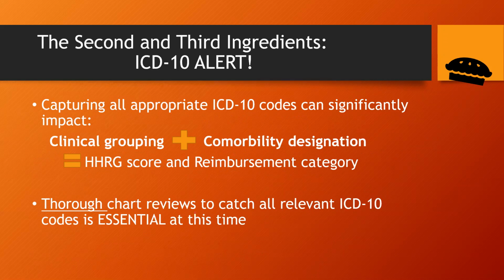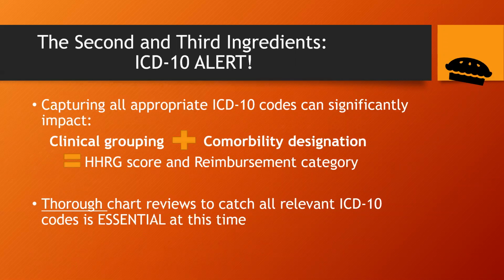When we look at the rest of the recipe, we're combining the second and third ingredients because these are both involved with the ICD-10 coding. We need to be absolutely certain we're capturing all appropriate ICD-10 codes because they can significantly impact clinical grouping and the comorbidity designation.